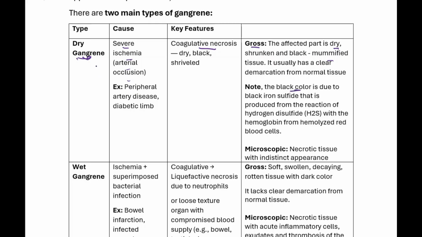The black color that we see in dry gangrene is due to iron sulfide that is produced from the reaction of hydrogen sulfide with the hemoglobin from hemolyzed red blood cells. So that's what gives it that black color. And of course, with microscopy, you're going to see necrotic tissue with indistinct appearance.